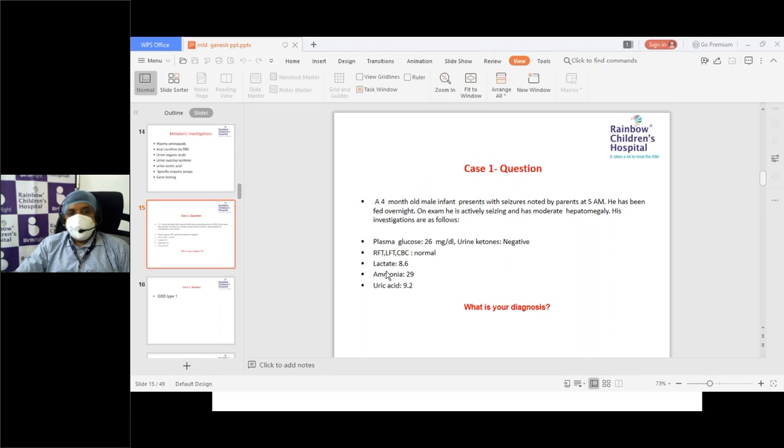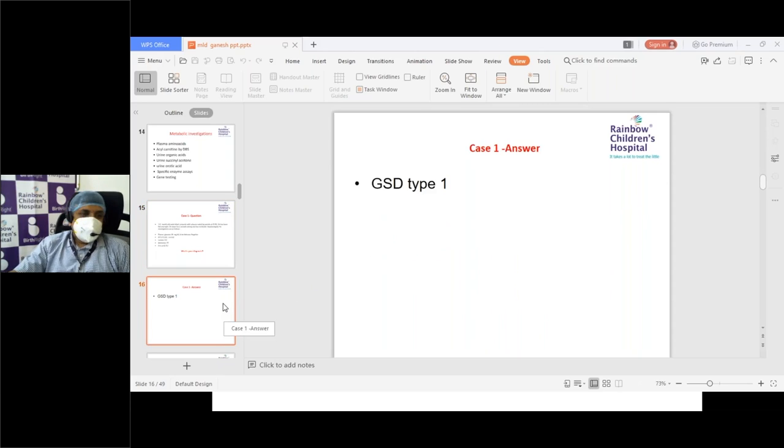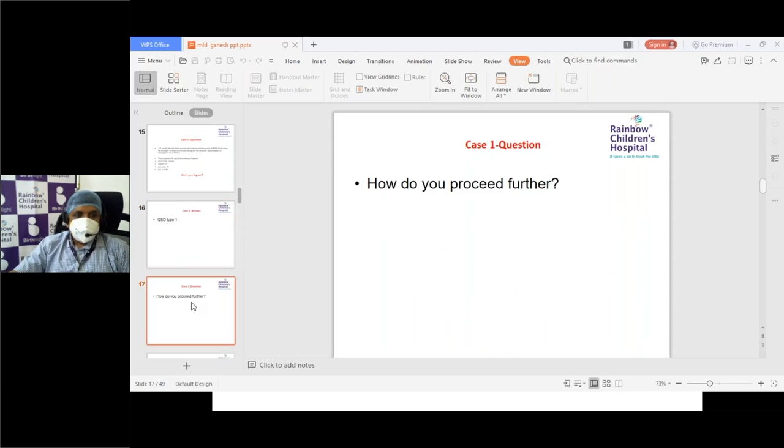Look at the lactate levels. Lactate levels are very high, uric acid level is high, and ammonia level is normal. So this is a child who presents with hypoglycemia, has hepatomegaly, has elevated lactate levels, has elevated uric acid levels. So the probable diagnosis is a glycogen storage disorder, right? So knowing this, how do you proceed further?